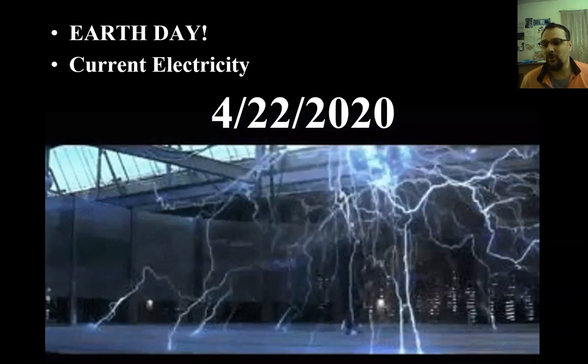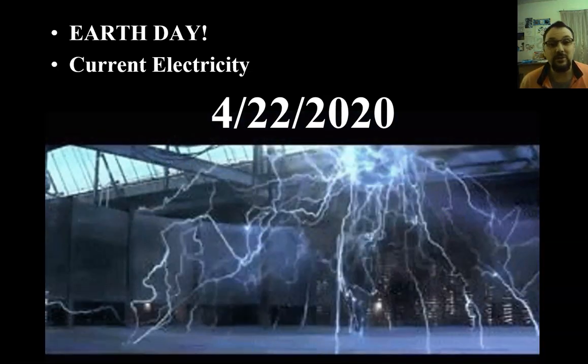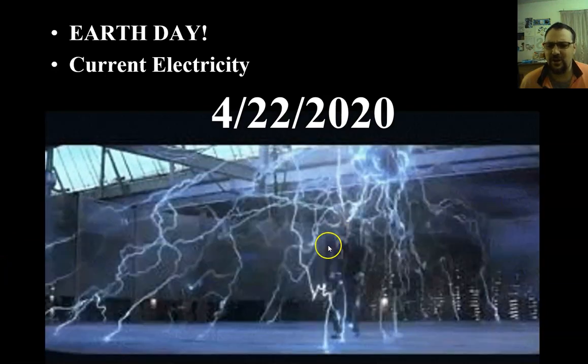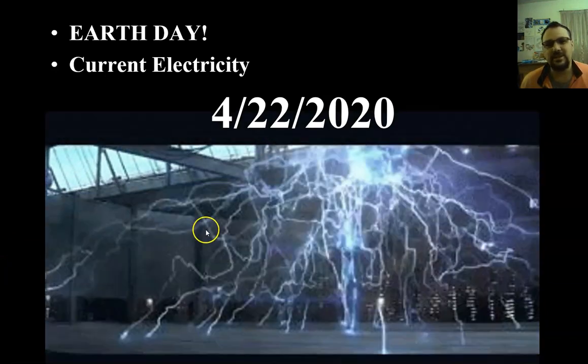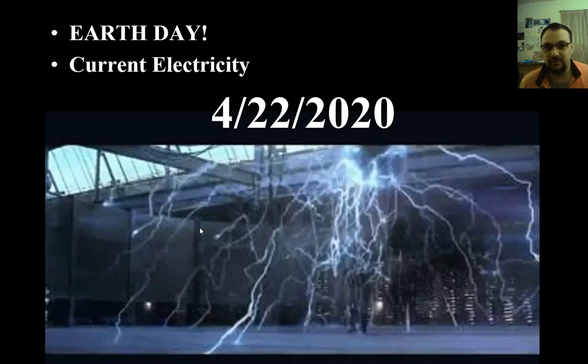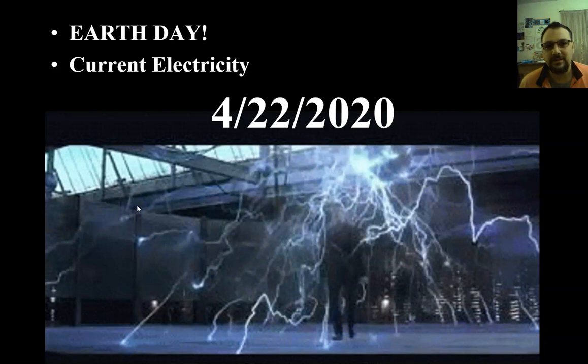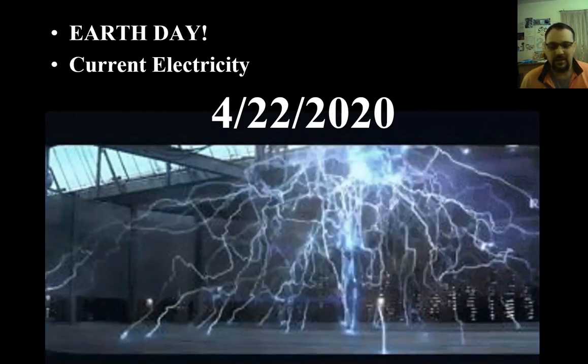At the end of the notes, we'll have a chance to do a little bit of history and determine what the name of this shadowy figure emerging from the lightning is right down here. But more on that later. That'll be for story time. For right now, let's move on with the idea of current electricity.